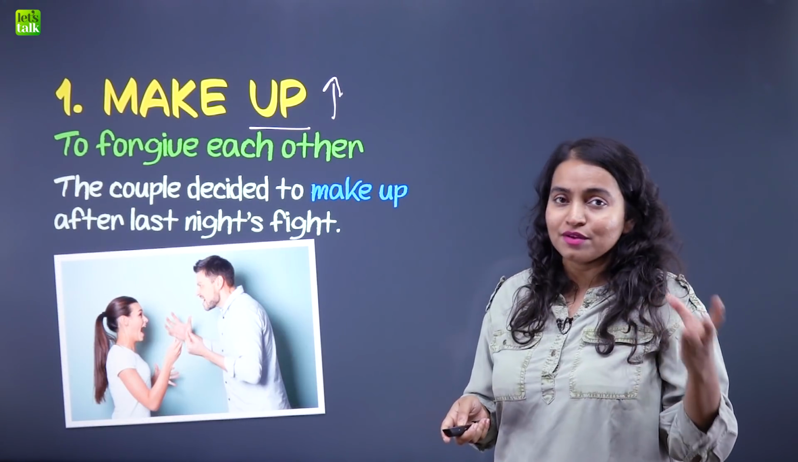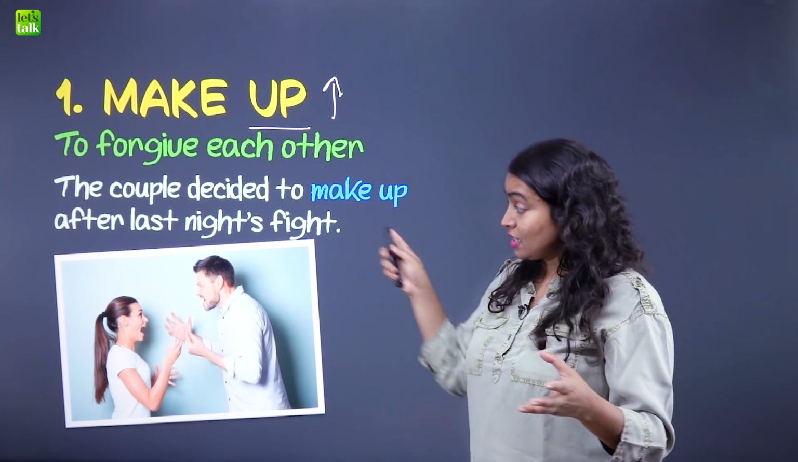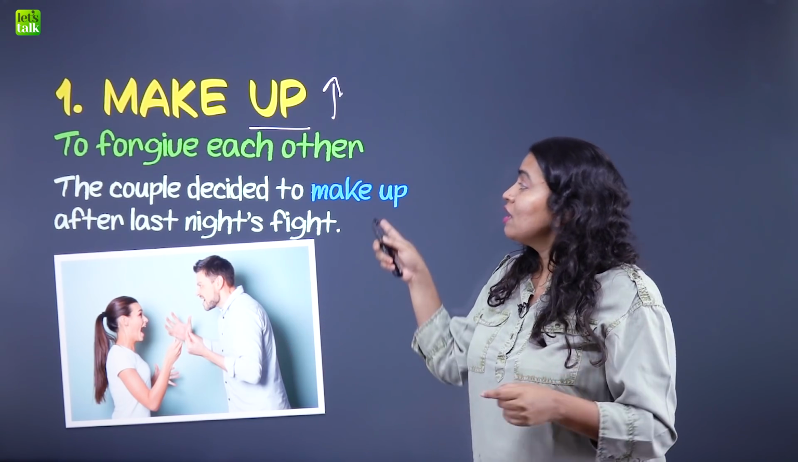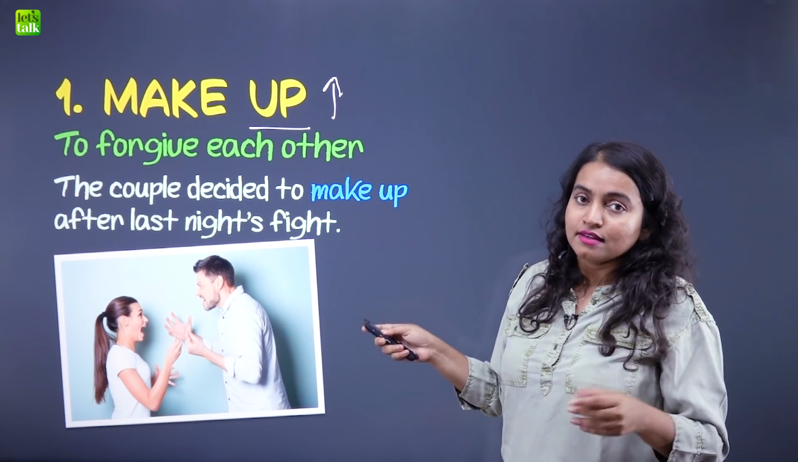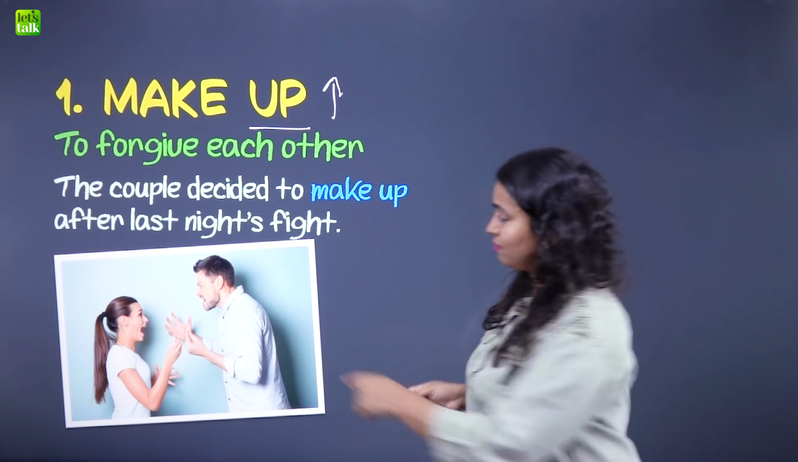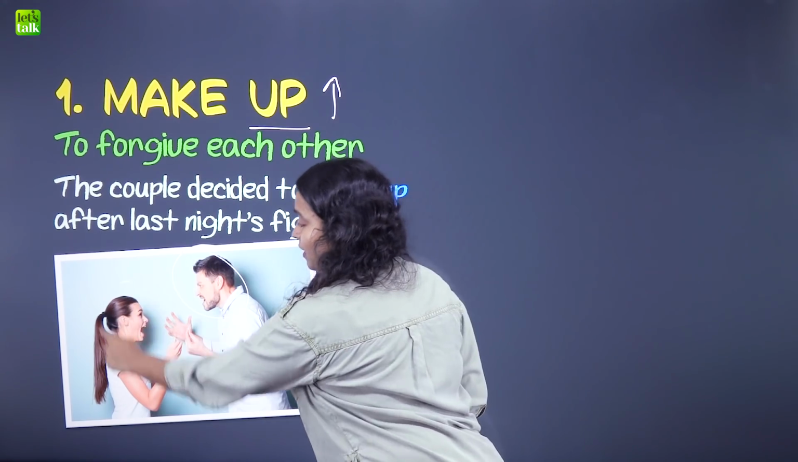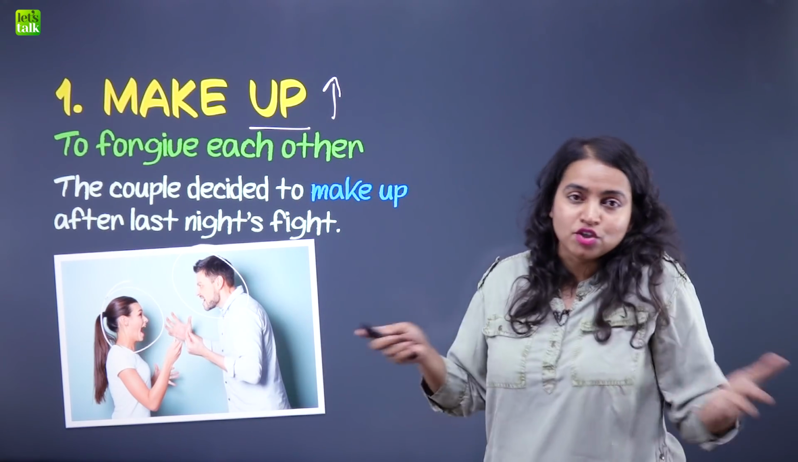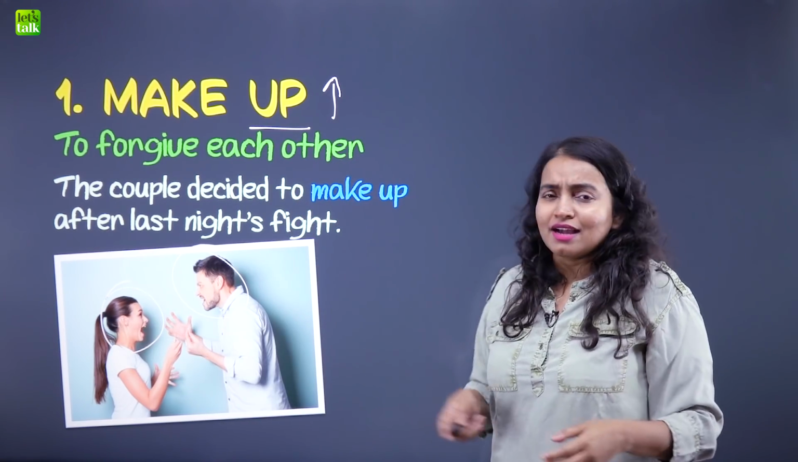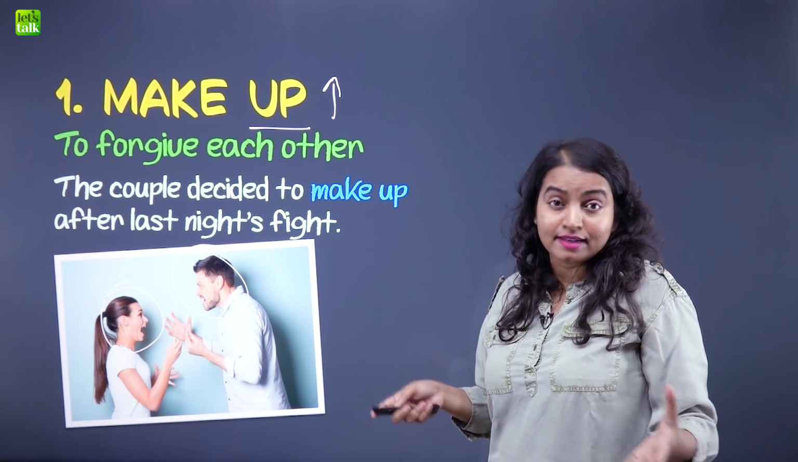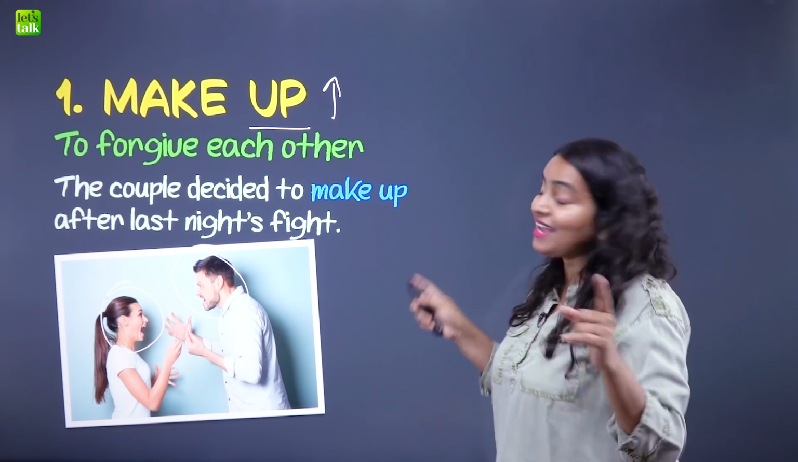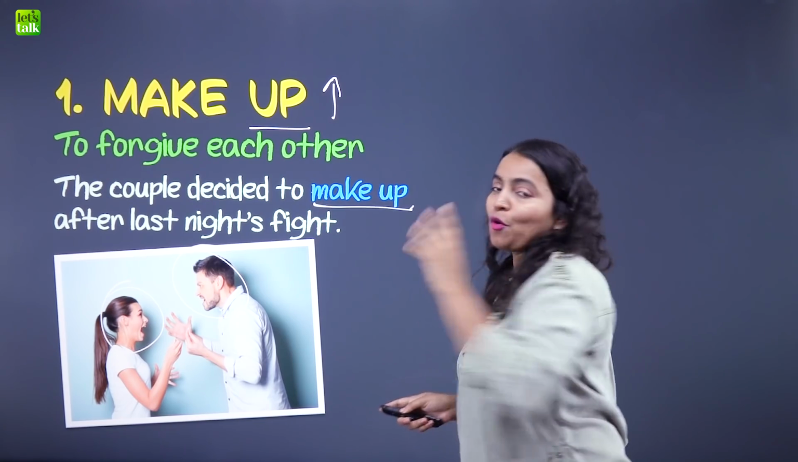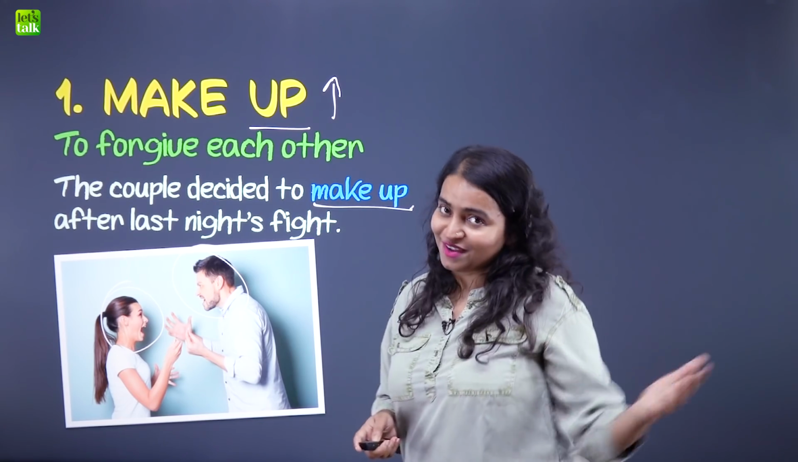So how do we use that in a sentence? The couple decided to make up after last night's fight. So as you can see, they're not looking very happy. They're quite angry at each other. I'm guessing the guy probably burnt dinner last night and they had a big fight. So it's fine now because they have decided to make up, or they've decided to forgive each other.